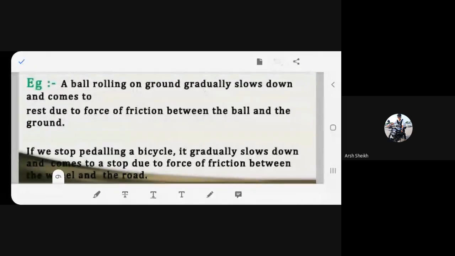Yes, ma'am. The cycle has to move. You have to ride the bicycle. Then only the force of friction will be applied. Otherwise, it will not be applied. If your bicycle is at rest, there is no force of friction because the body is not in motion. The body has to be in motion for the force of friction. You understand?